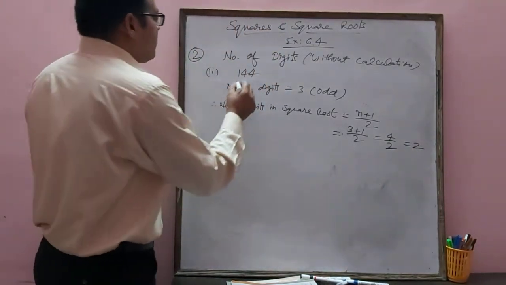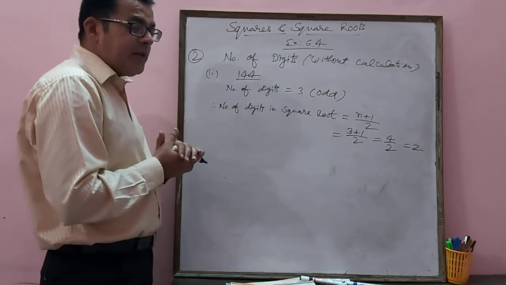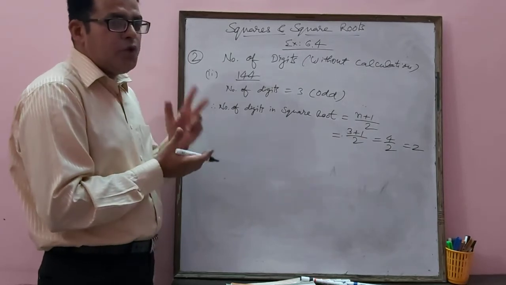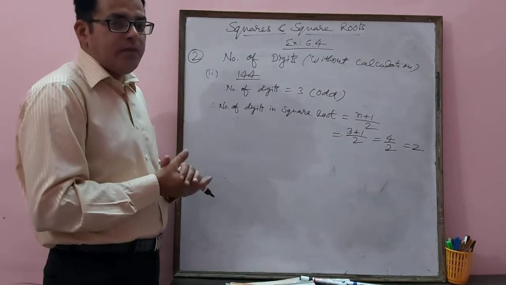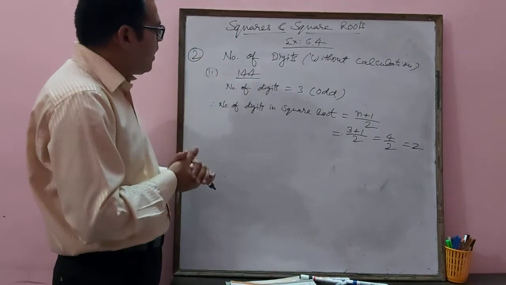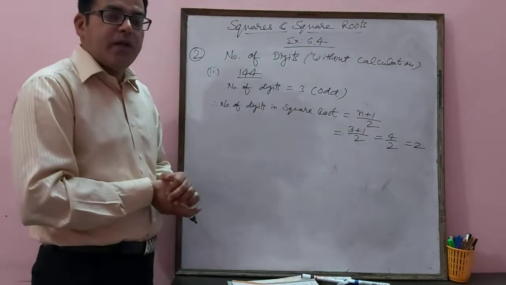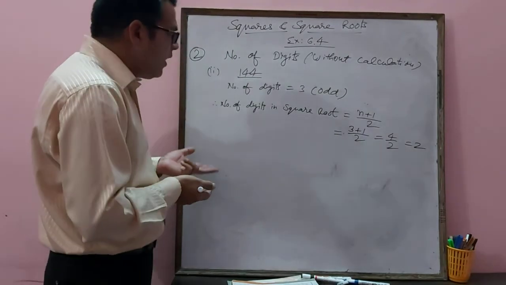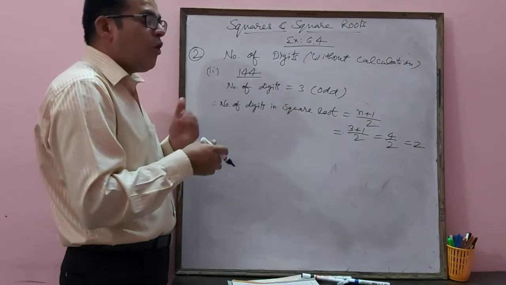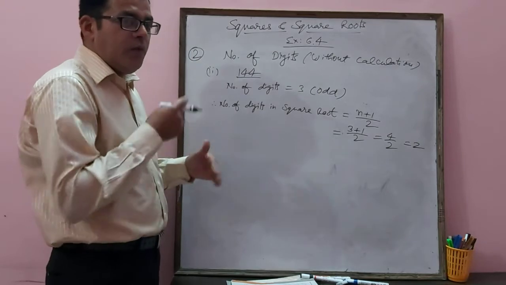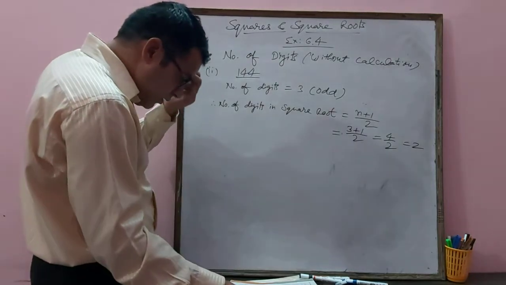It means if we find the square root of this number, it will have 2 digits. You can see 144 is the square of 12, so the square root of 144 is 12, and in 12 we have 2 digits, 1 and 2. That's why 2 is coming here. So two formulas we can use: if digits are even, then n by 2, and if digits are odd, then (n plus 1) by 2. With this method we can easily find the number of digits in the square root.